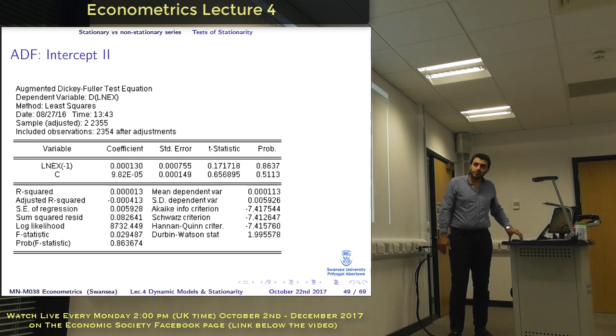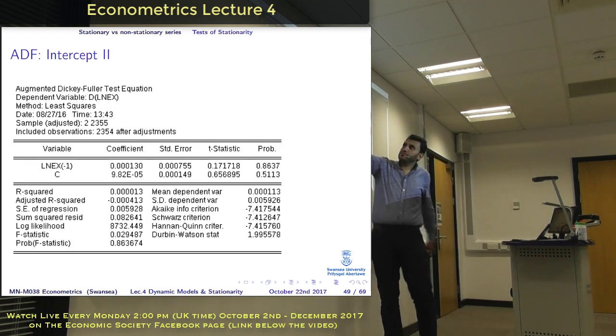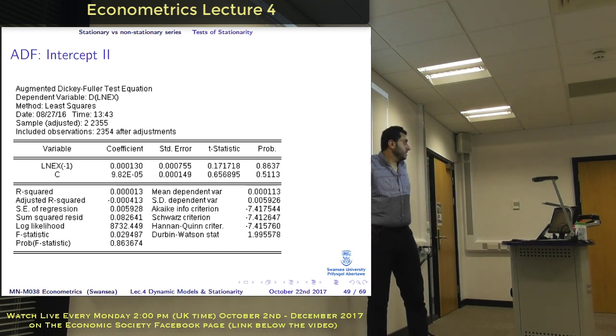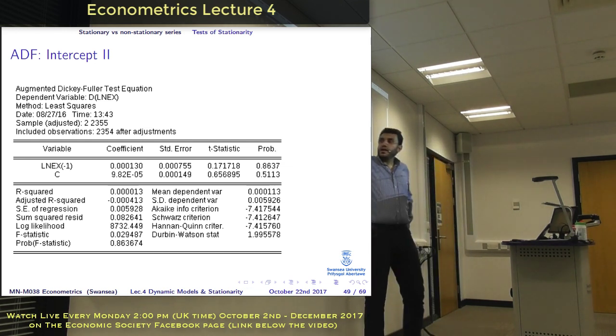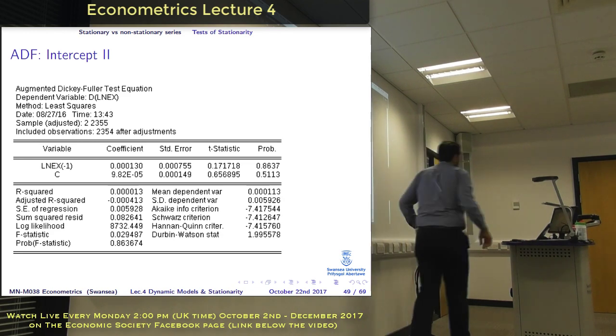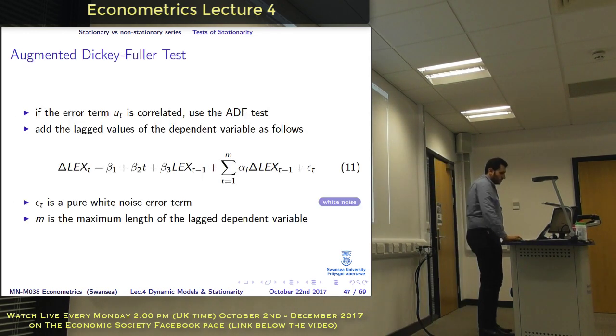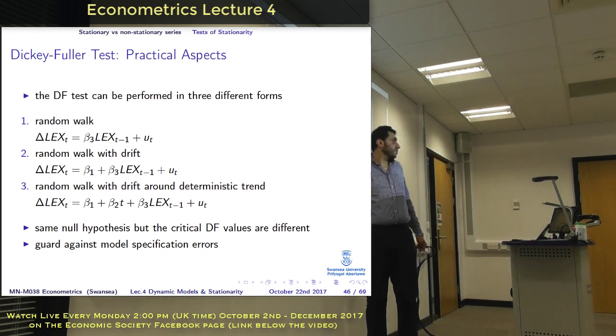Okay, so this is the second part. Before we look at this part now, this is what we have. On the left hand side, we have the first difference of the log of the exchange rate, ln EX. And on the right hand side, we have ln EX at time t minus 1, plus we have a constant here. That's why this is the case, going back to this, where we have random walk with drift.